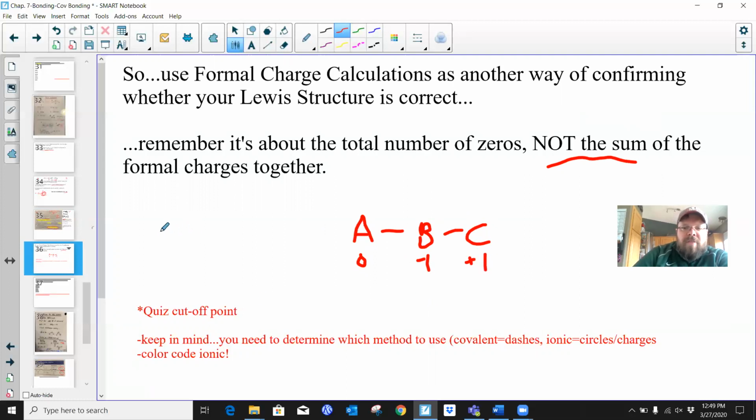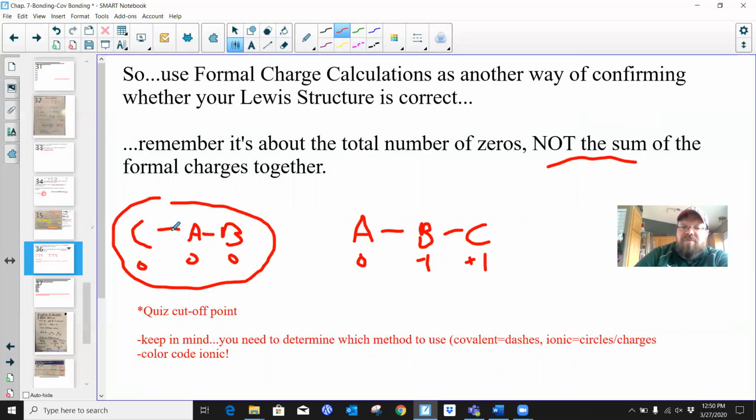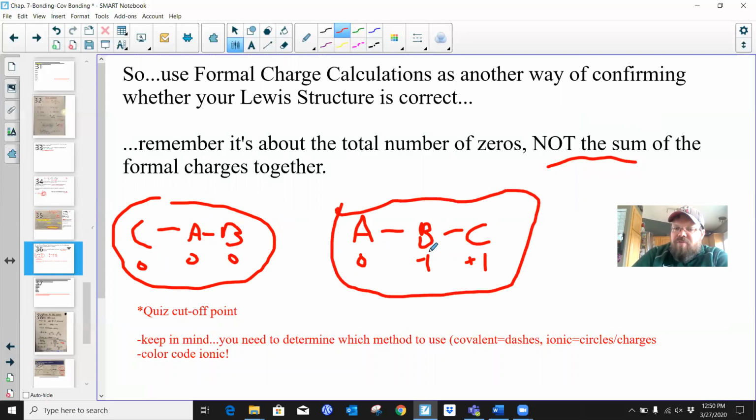And then let's say I have another option that I come up with: C, A, B. I flip it around a little bit. I calculate the formal charge for C is 0, formal charge for A is 0, formal charge for B is 0. This one's the better option. That's what I mean by it's about the total number of zeros. All of the atoms have a formal charge of 0, designating to me that they have the correct distribution. This one is bad because it has 2 atoms that have non-zero values.